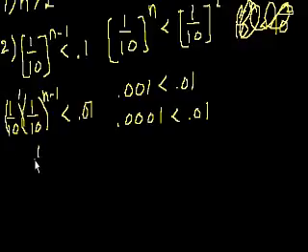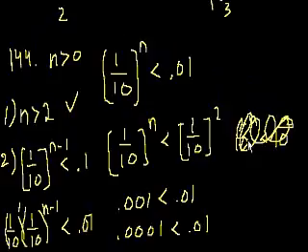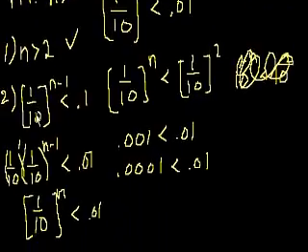Well, this is equal to 1/10 to the n is less than 0.01, which is the statement that we originally had. 1/10 to the n is less than 0.01. So statement 2 is actually equivalent to the original problem statement. So each of these statements independently are sufficient to answer the question. See you in the next video.